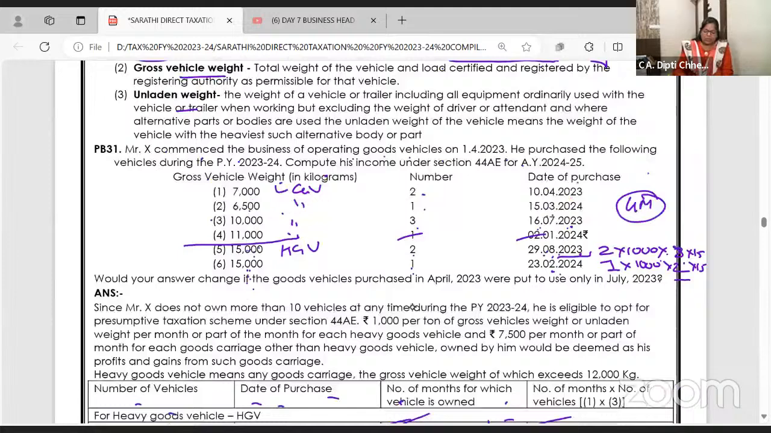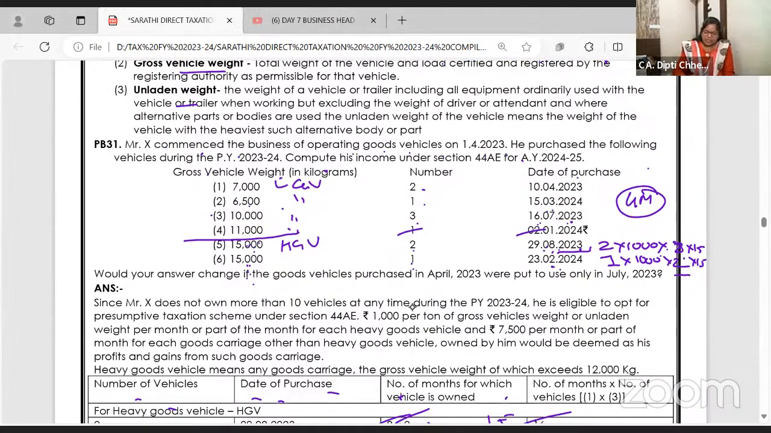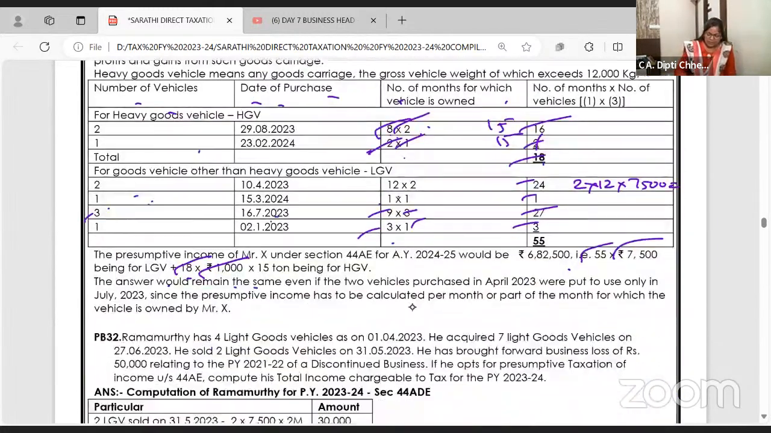Right. I want to repeat. What's the gist of this? For light goods vehicle, it is 7,500 income per vehicle per month. For heavy goods vehicle, it is 1,000 per vehicle per month and per ton. So यहाँ पे 15 टन है तो वो भी ऐड होगा. ठीक है.